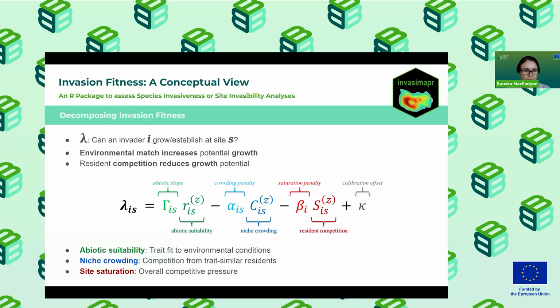So breaking those different parts of your formula down, you've got your abiotic suitability, which is the trait fit to the environmental conditions, because remember, we don't know the numbers of these invaders. It's one plant that's been introduced. And now we need to predict, based on that environment, how well is it going to do? At the same time, those traits of the invaders, if they're very similar to a resident species, they're going to compete with them. And taken one step further again, if there are a lot of those residents in the specific site, they're also going to have a higher competitive pressure.